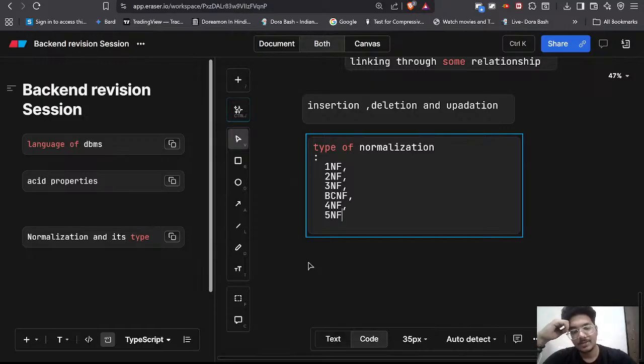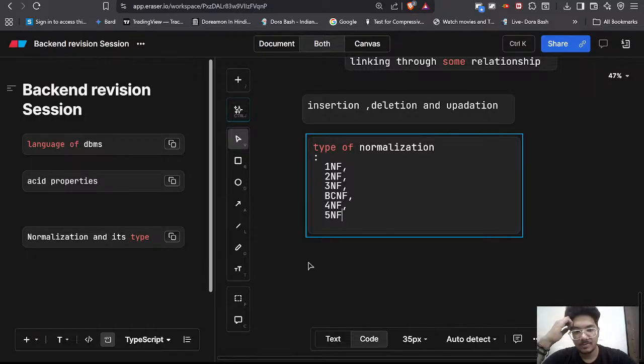And after that we have BCNF, known as Boyce-Codd normal form, which is a strict version of 3NF. A relation is said to be in BCNF if it is in 3NF and for every functional dependency X → Y, X is a super key of the table.